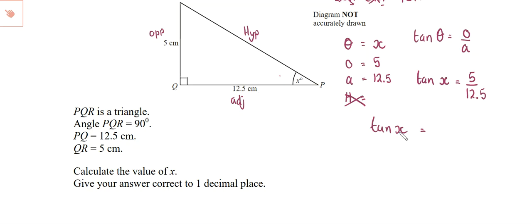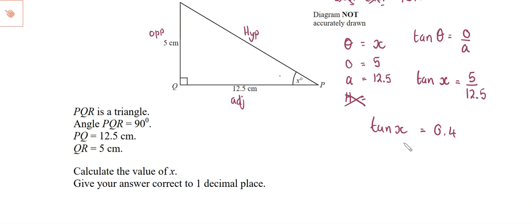Right, so we get 0.4 there. Alright, what do we do now? Any ideas? Tangent of 0.4. I get why you say that, but it can't be that because it's tangent of x is 0.4.